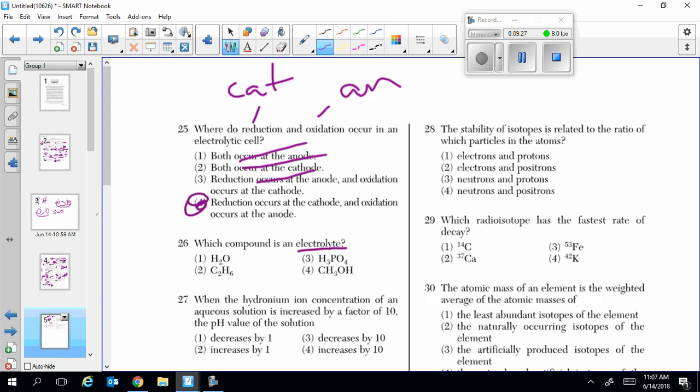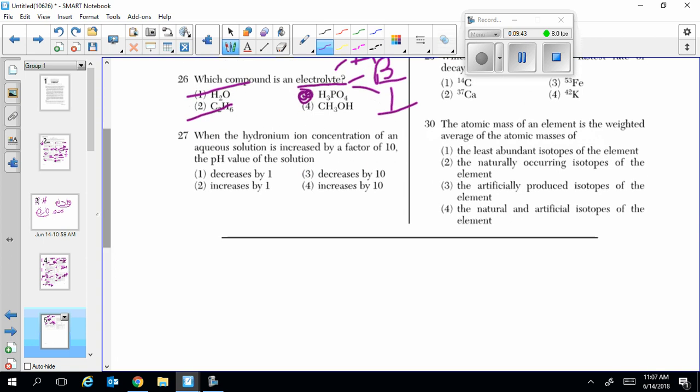Which one is an electrolyte? So right away, I want to make sure I'm choosing an acid, a base, or an ionic salt. Water, no. C2H6 is a hydrocarbon, no. Ooh, there's an acid, H3PO4. I could look on Table K, and that would be listed there.